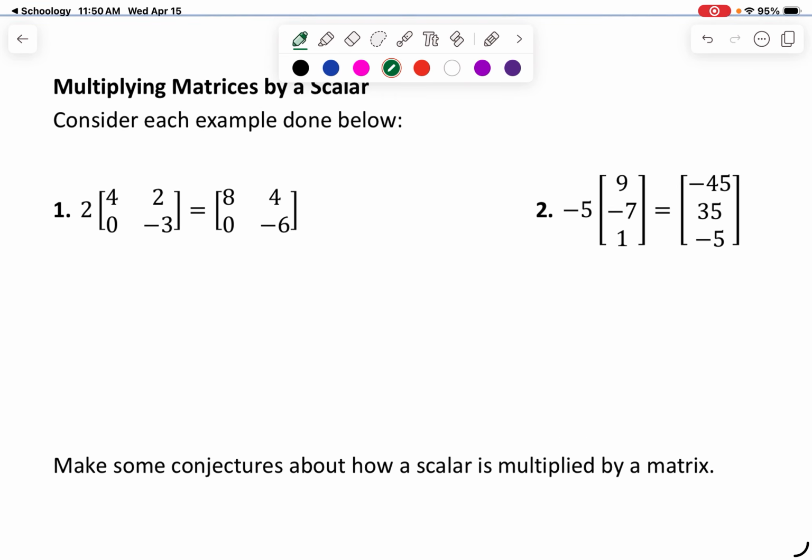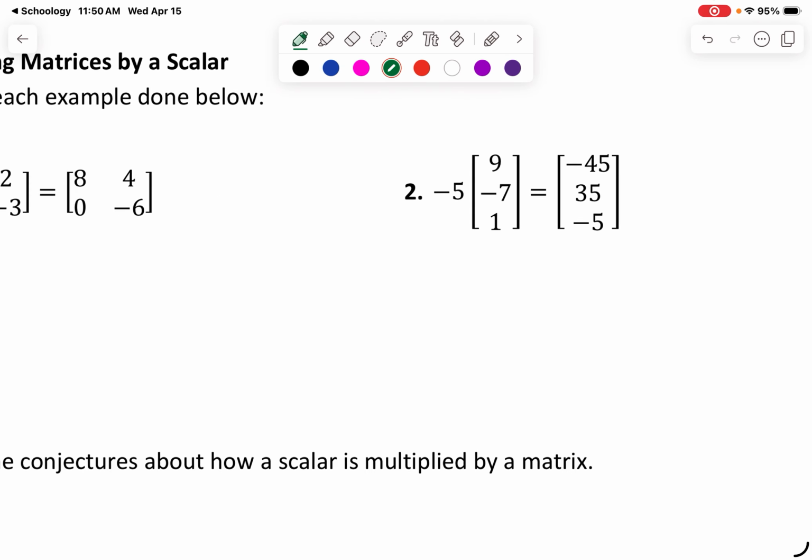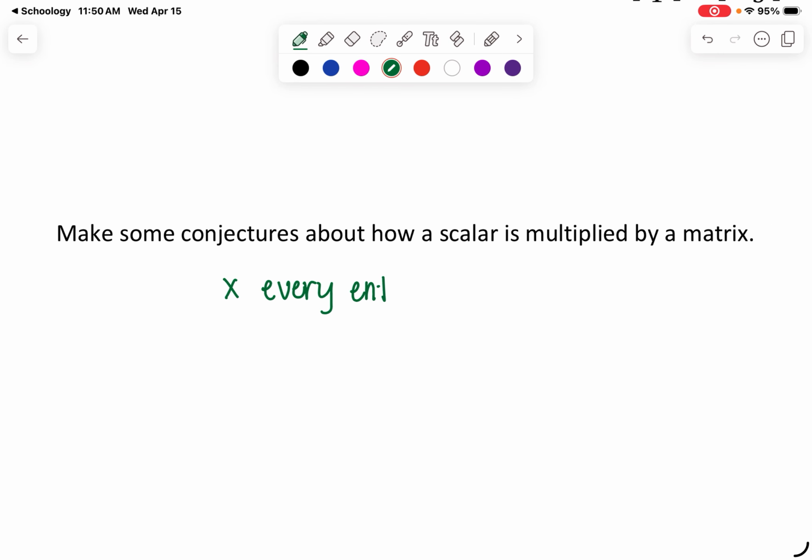All right, so let's look to see how we do this. If you notice, it's just like using the distributive property to distribute the 2 to every term in that matrix. You distribute the -5 to every term in the matrix. So it's multiply every entry by the scalar.